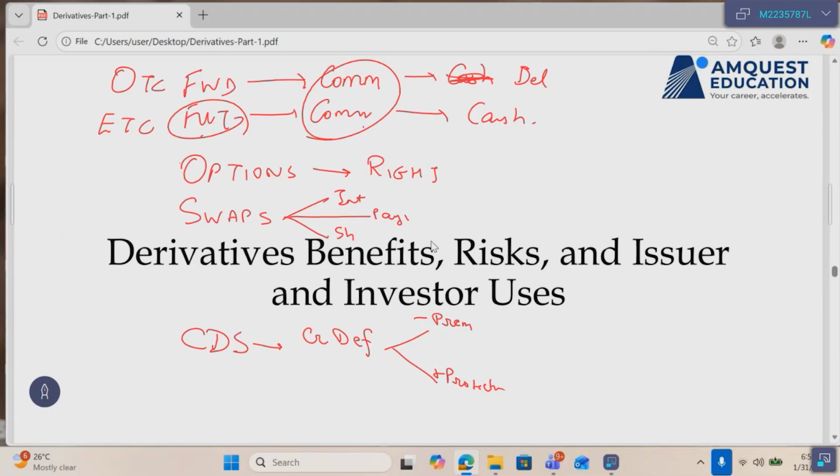Clear? Okay, any questions? So we'll pause there because we've done a very high-level, heavy-duty drilling into all this. Tomorrow, we'll wrap it up by looking at the broad benefits, obviously some of the risks, and how the users actually use this.